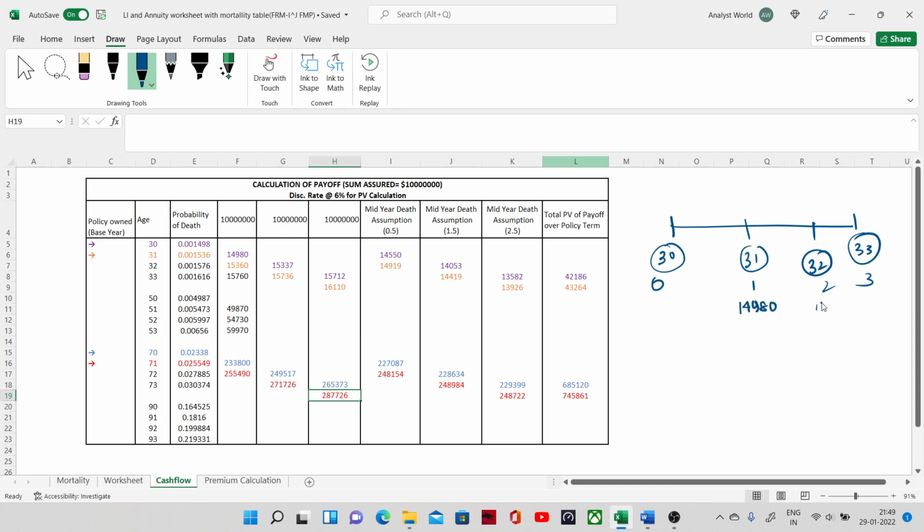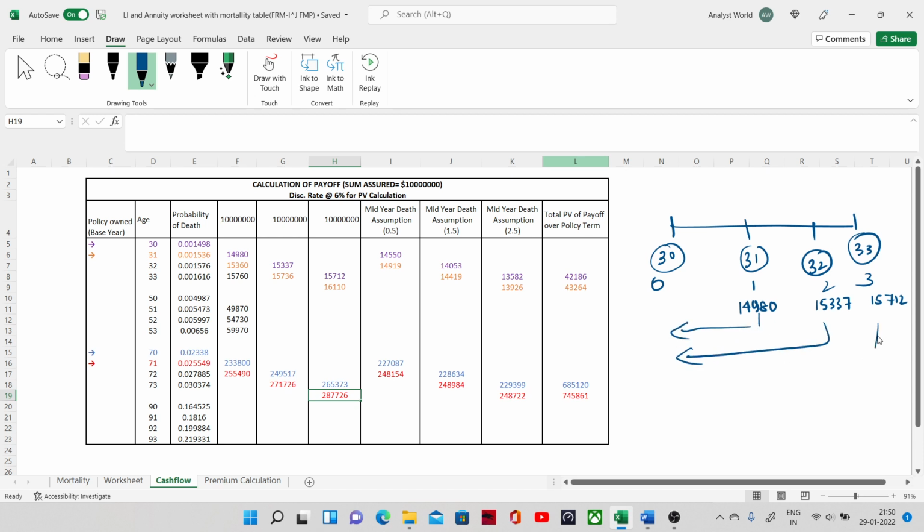The second year, the likely cash flow is 15,337, and the last year is 15,712. Great. All right, so these are the expected payoff or the probability adjusted cost to the insurance companies. Now, if this be the case, how do we sum it all up? How do we actually arrive at the total corpus that the insurance company might have to keep aside for this policyholder? Well, we have to find a way of discounting them back.